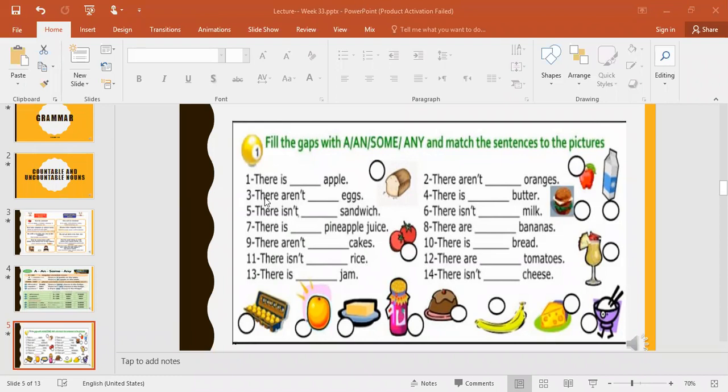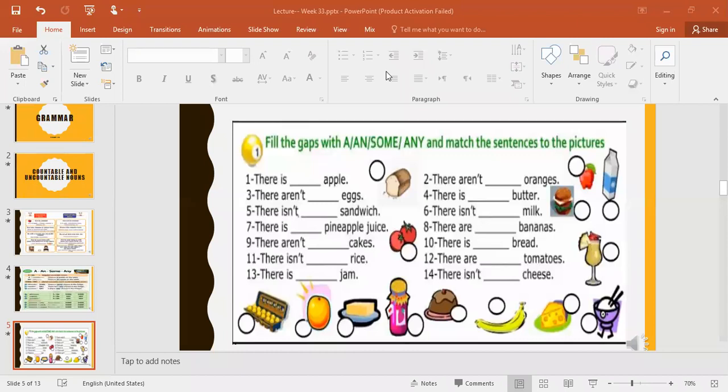Let's start. Number 1. Yes, Alice. There is an apple. Yes. Number 2. Lamar Shahab. There aren't any eggs. Very good.